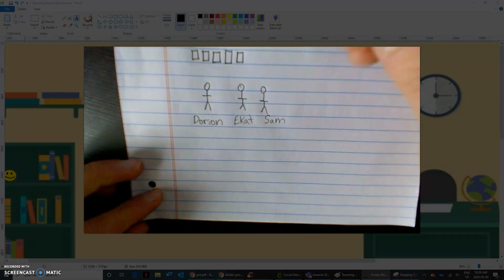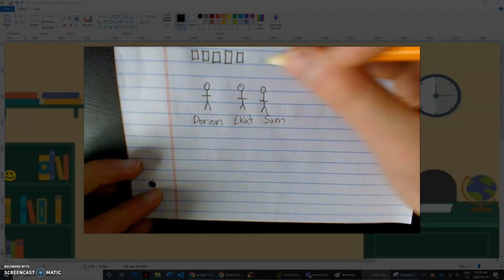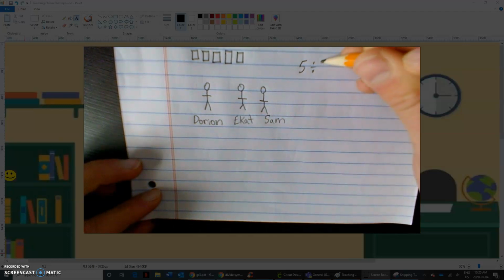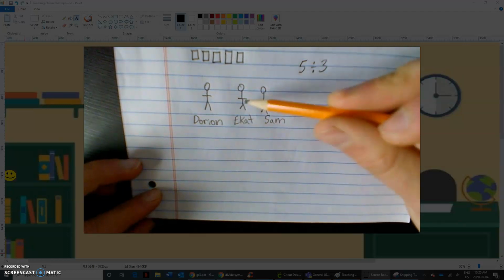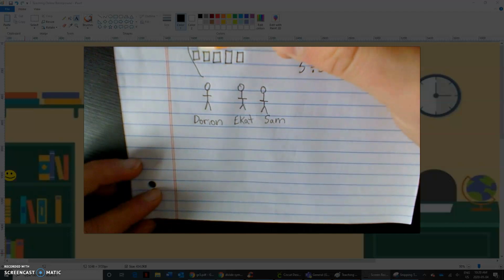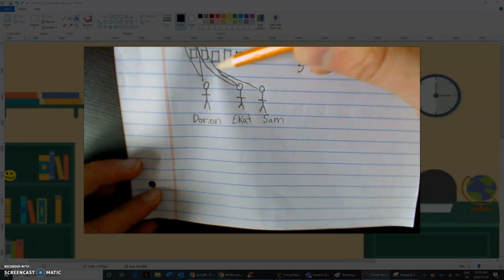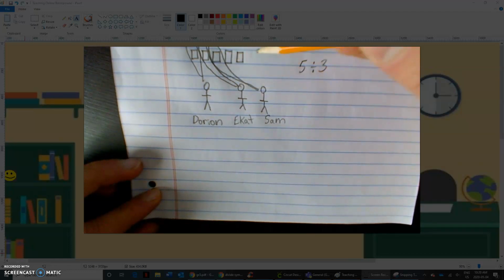One more example with remainders here. So let's say we have 5 presents and 3 people. So 5 presents divided by 3 people equally. They each have to have the same amount of presents. So let's say Dorian goes, he takes 1. Kiera goes, she takes 1. Sam goes, she takes 1. Hold on, there's only 2 left.